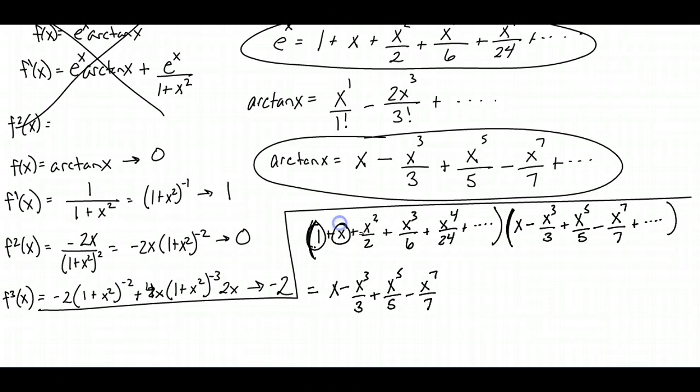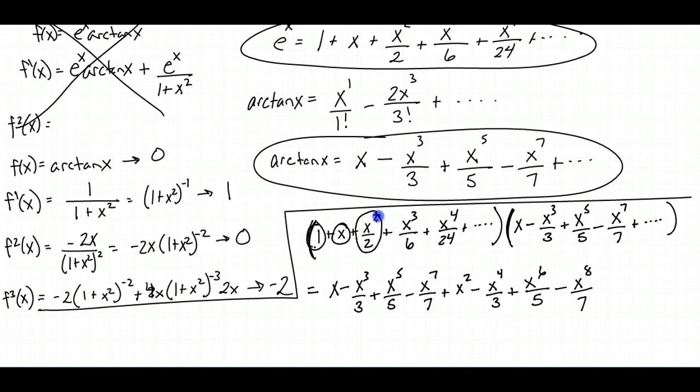Well, now I'm going to take the x and do the same thing, multiply it by every term over here. So if I do that, I have a positive x squared. I'd have a negative x to the 4th divided by 3. I'd have a positive x to the 6th divided by 5. I'd have a negative x to the 8th divided by 7. Okay, I'm not going to write any more.